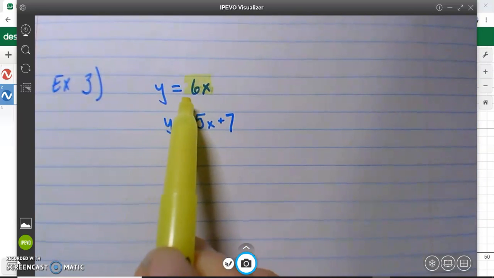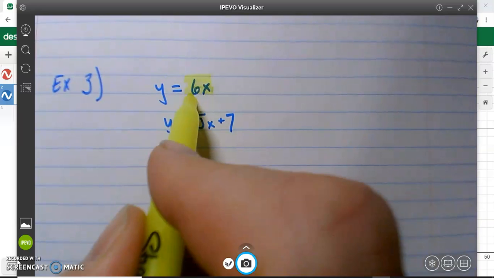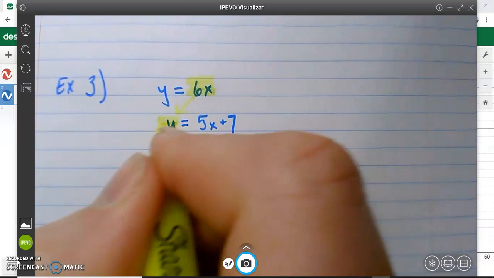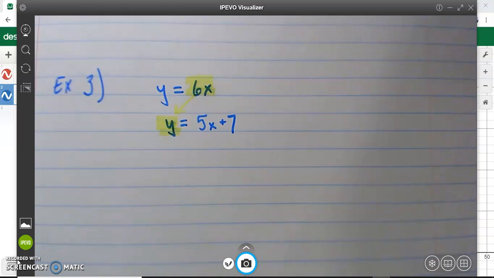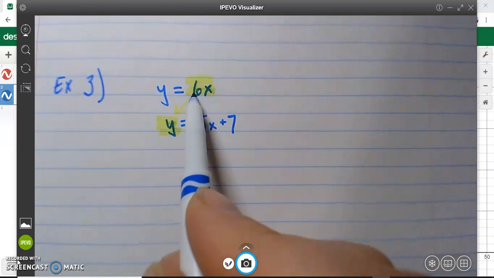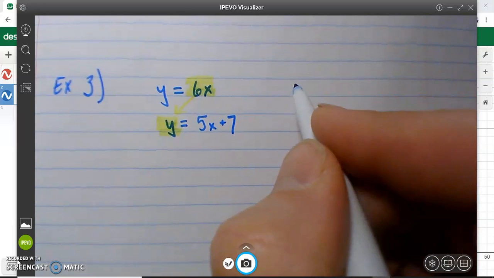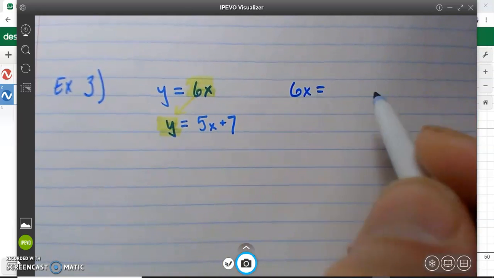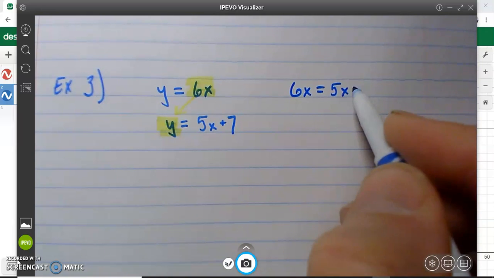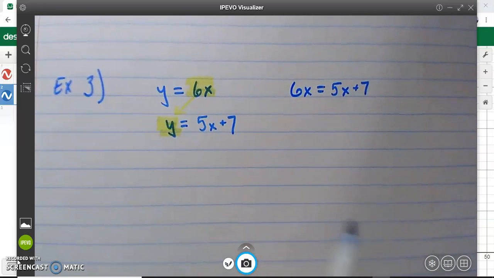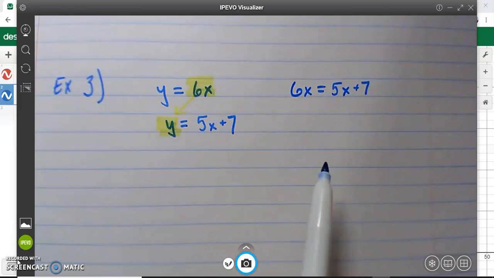Since y is equal to 6x, I know that right here is a y. So I can plug it in for this y down here. So that's exactly what I'm going to do. I'm going to take this 6x and plug it in right there for y. So that's going to leave me with 6x equals 5x plus 7. At this point, I have one equation with one variable, and I can solve from here.